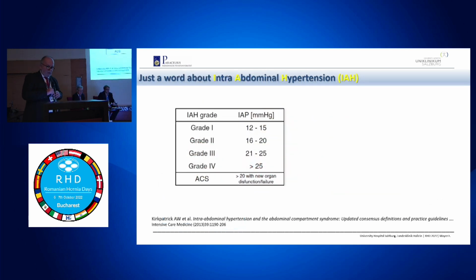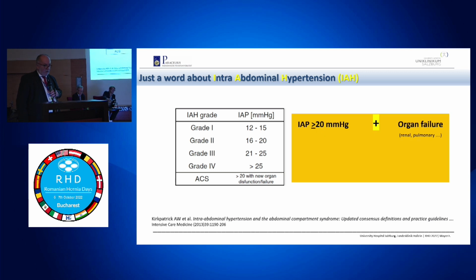Just a word about intra-abdominal hypertension. You know that this goes from an intra-abdominal pressure from 12 millimeters of mercury up to more than 25 millimeters of mercury, whereas talking about abdominal compartment syndrome means that you have an intra-abdominal pressure of more than 20 millimeters of mercury plus organ failure, such as renal or pulmonary complications. In this case, the alarm bells have to ring.